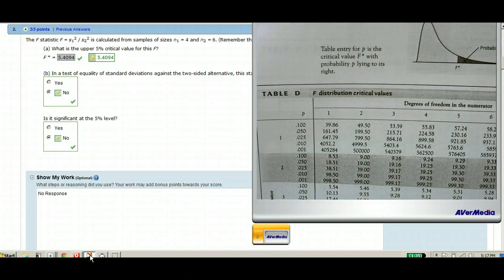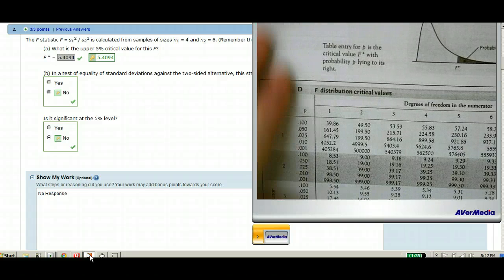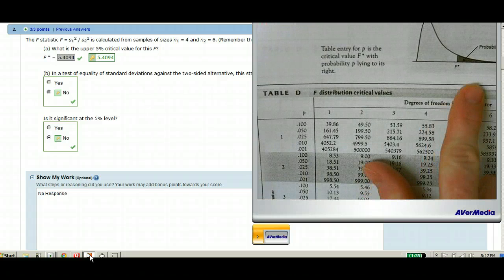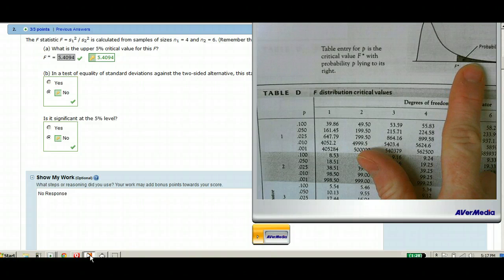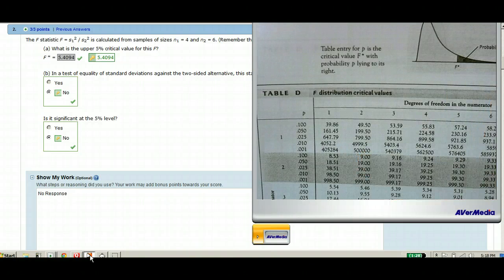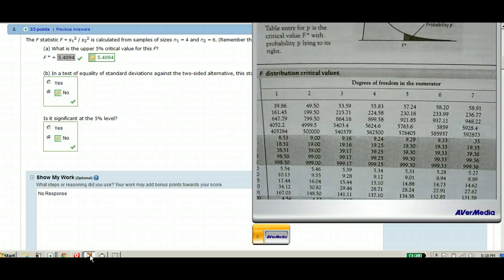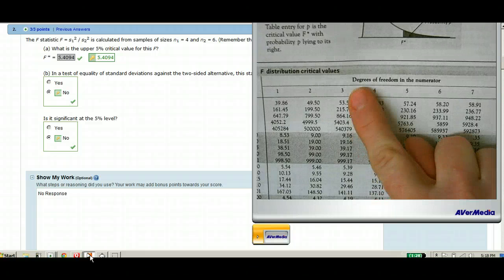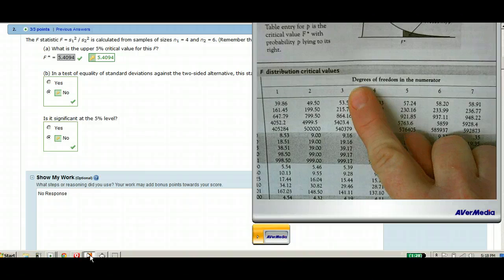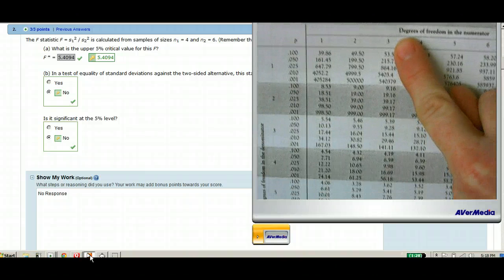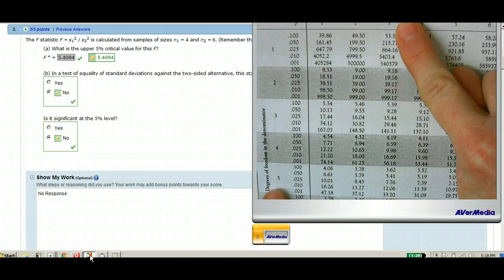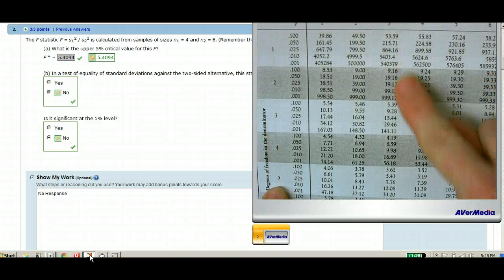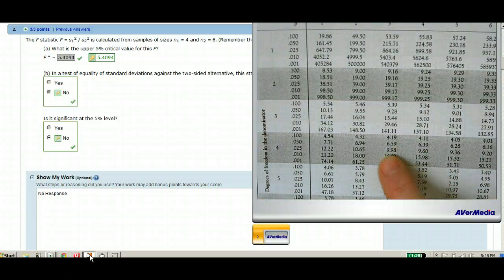And in table D, we're finding the probability. P is the probability of the area in this right tail. And the way you read this table, you're going to locate the degrees of freedom of the numerator. And that's why I said it was important to keep S1 separate from S2. So the degrees of freedom of our numerator was 3. So we go to the 3 column, and the degrees of freedom of our denominator was 5. So we're going to go down here, 5 in the left column. And where these 2 columns intersect, we're going to be using one of these values.